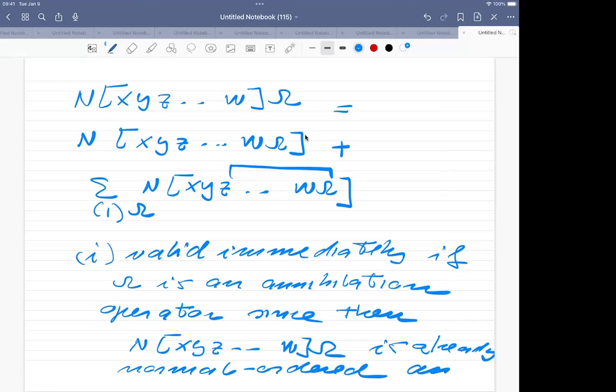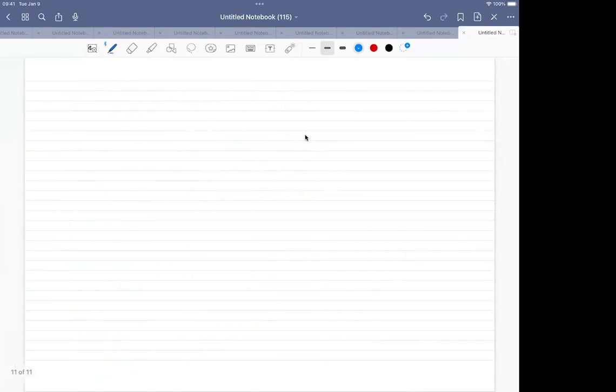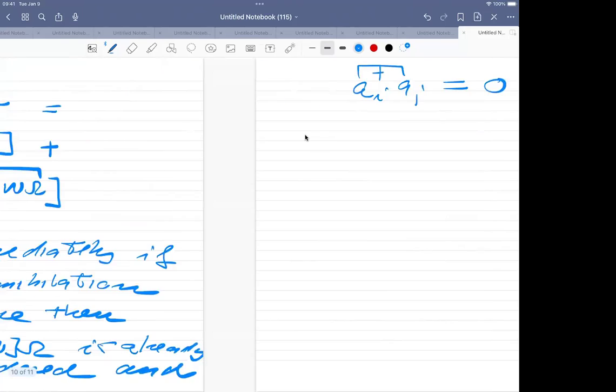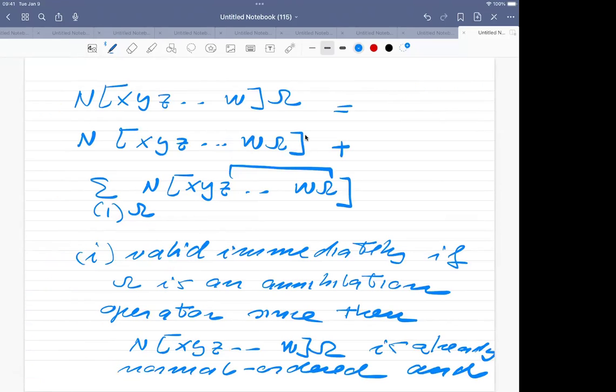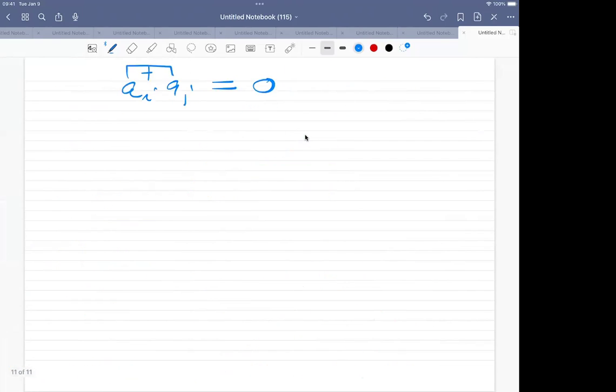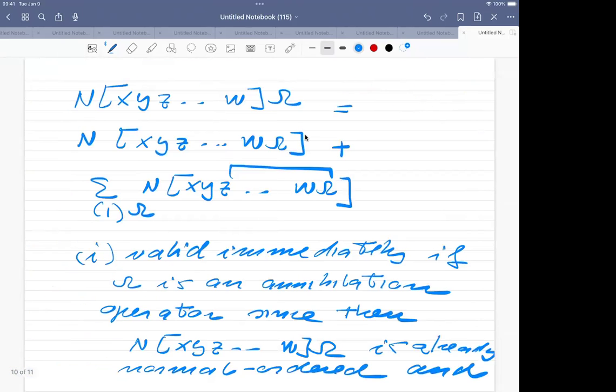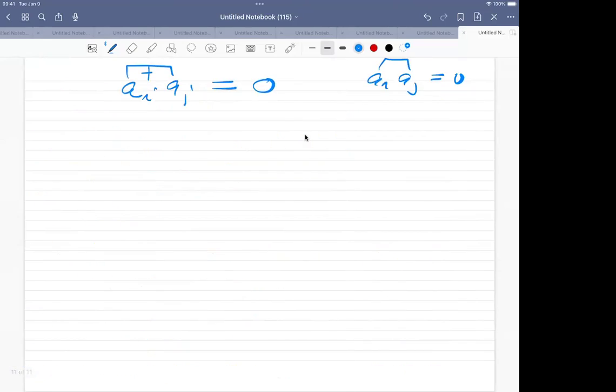And we know that if I take a contraction between two operators, let's say a dagger i and a j, this is by definition equal to 0. So if we have an annihilation operator among x, y, z, etc., this is automatically 0, because then I would have an a i, a j, so this is 0. But if one of these, in the normal ordered product, is a creation operator, the contraction which I'm making with that operator omega is also 0. So this is immediately fulfilled if omega is an annihilation operator.